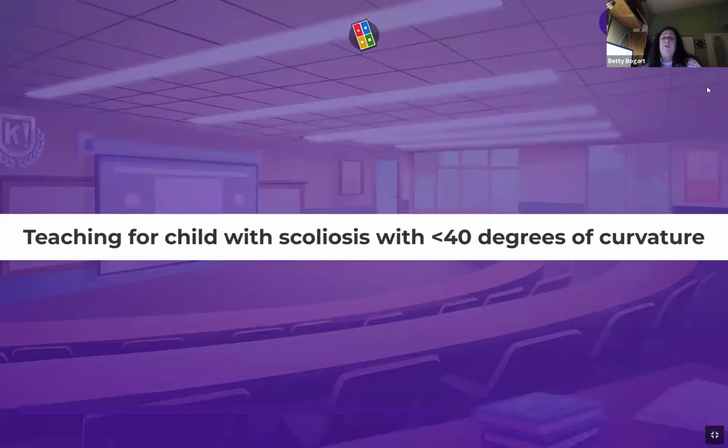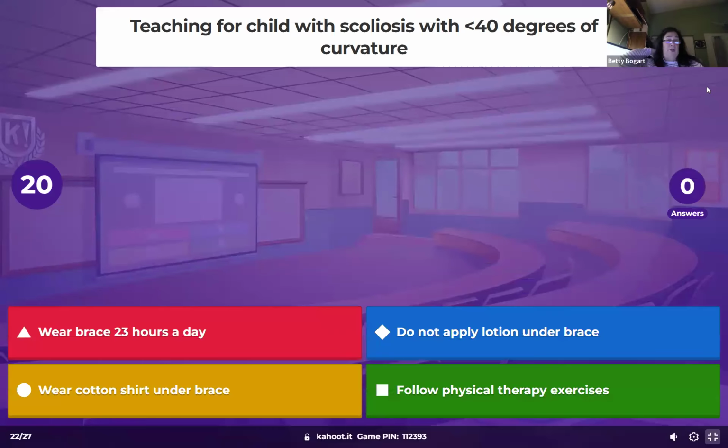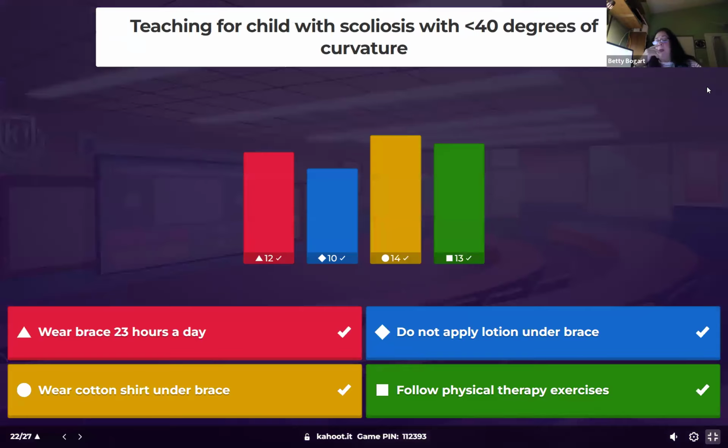Teaching for a child with scoliosis with less than a 40-degree curvature. So if you're less than 40 degrees, you're able to wear that brace 23 hours a day, 1 hour off for the shower, a white cotton t-shirt, no lotions or powders. I mean, rub the skin, yes, but you're not going to be slathered in that. And of course, it's physical therapy.